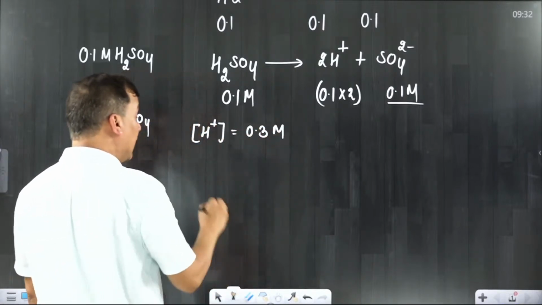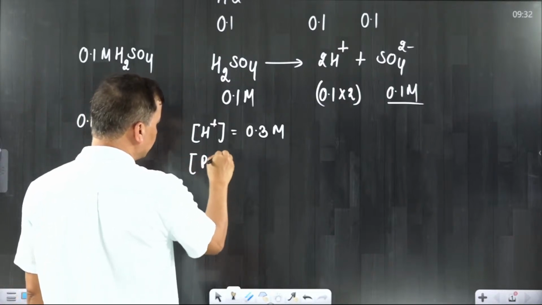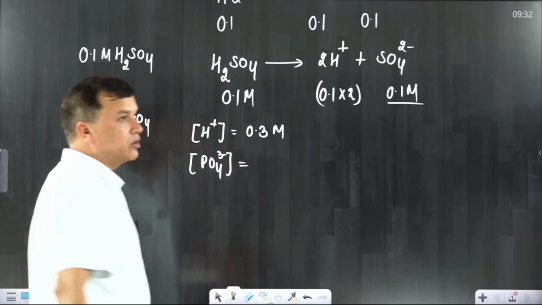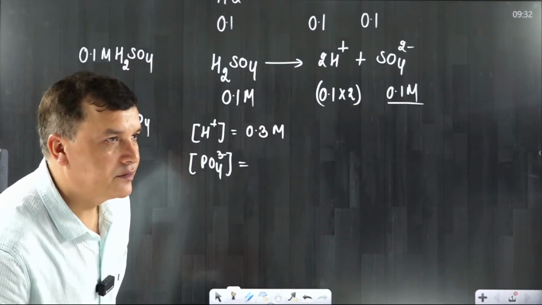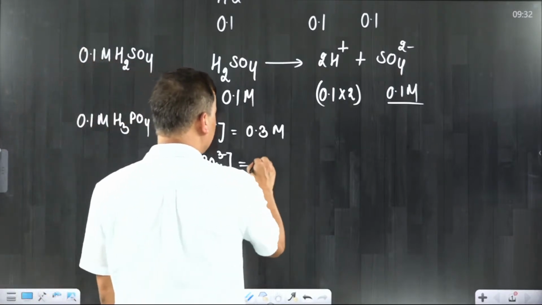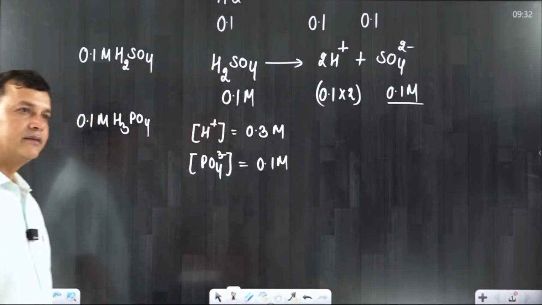0.3 molar. And the molar concentration of a phosphate ion, PO4 3 negative. What will be the molar concentration of the phosphate ion? Got it? That is equal to 0.1 molar. Am I clear?